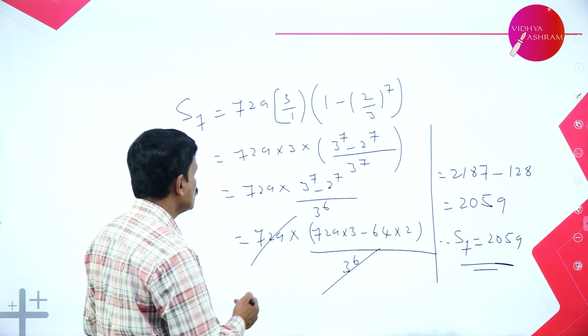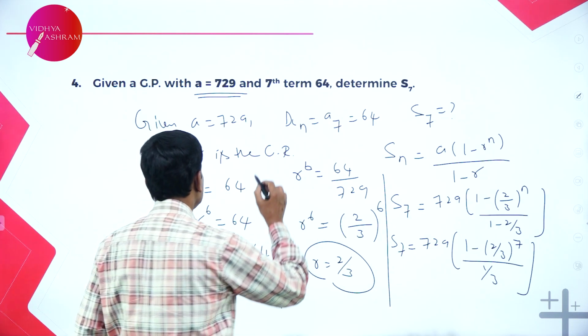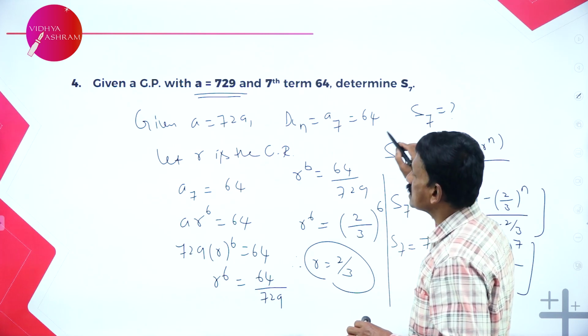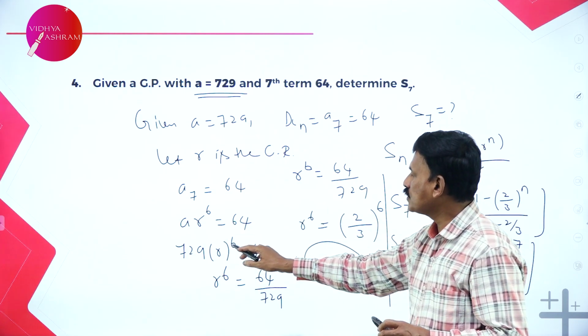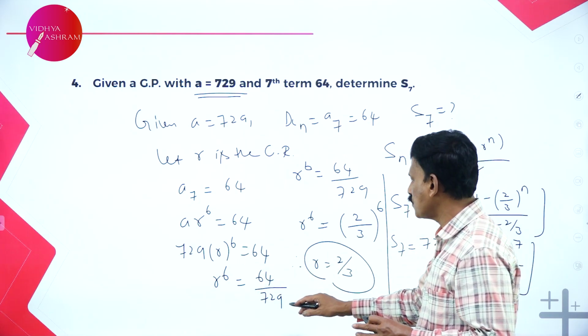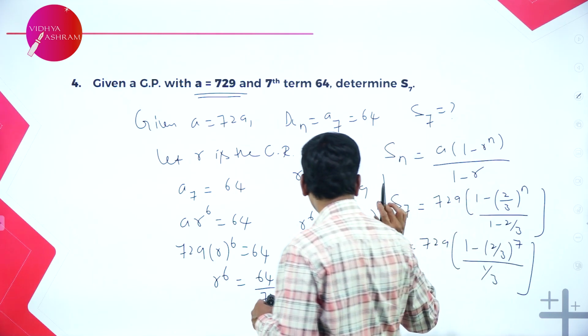See here, just find out the value of R first. A is given, A is equal to 729 and the 7th term is given as 64. That means AR power 6 is 64. A is 729 into R to the power of 6 is 64, which means R to the power of 6 is 64 by 729, which is (2 by 3) whole power 6. That is, R is equal to 2 by 3.